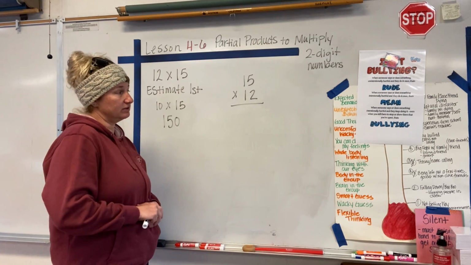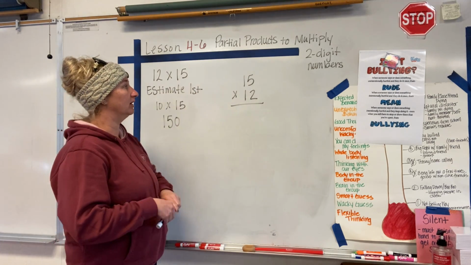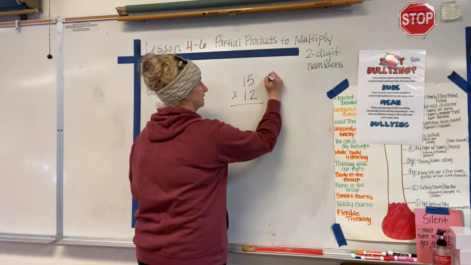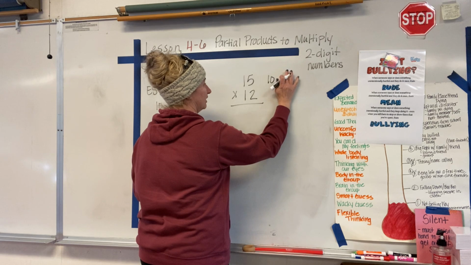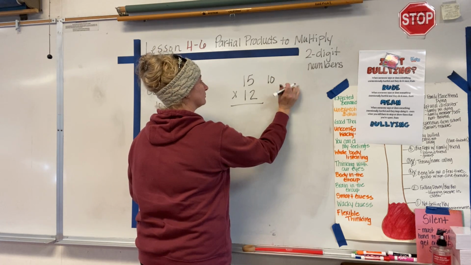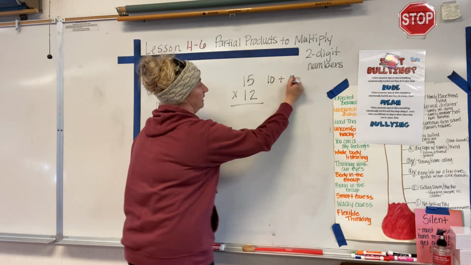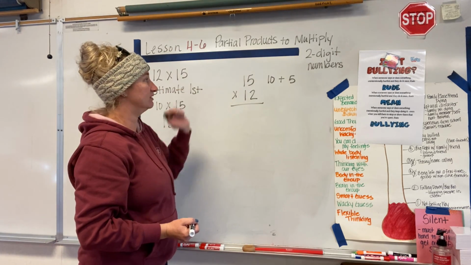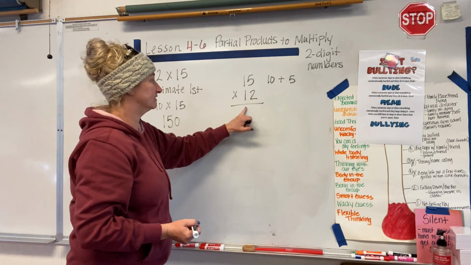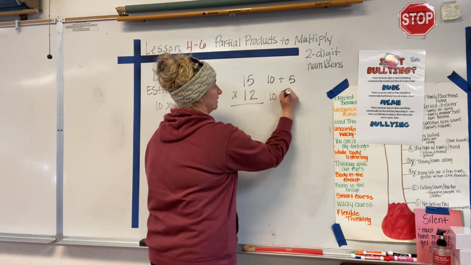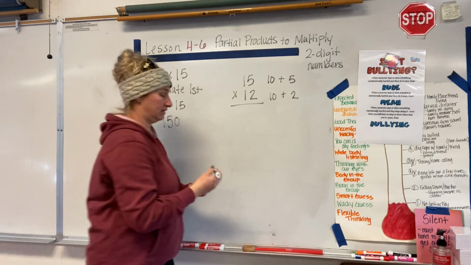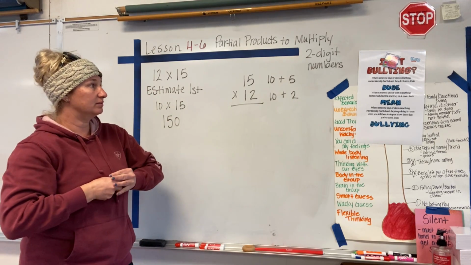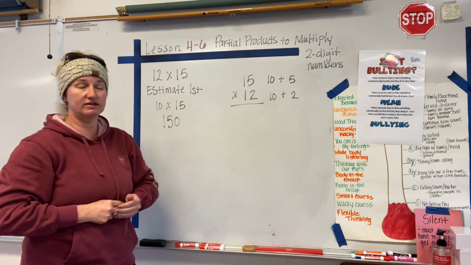So when we're doing partial products, we need to remember that the 1 here is actually a 10, so this is really 10 plus 5. Okay, so we have a 1 in the tens place and a 5 in the ones place, and 12 is a 10 and a 2. Okay, so 1 ten and 2 ones. And we need to remember that for place value.